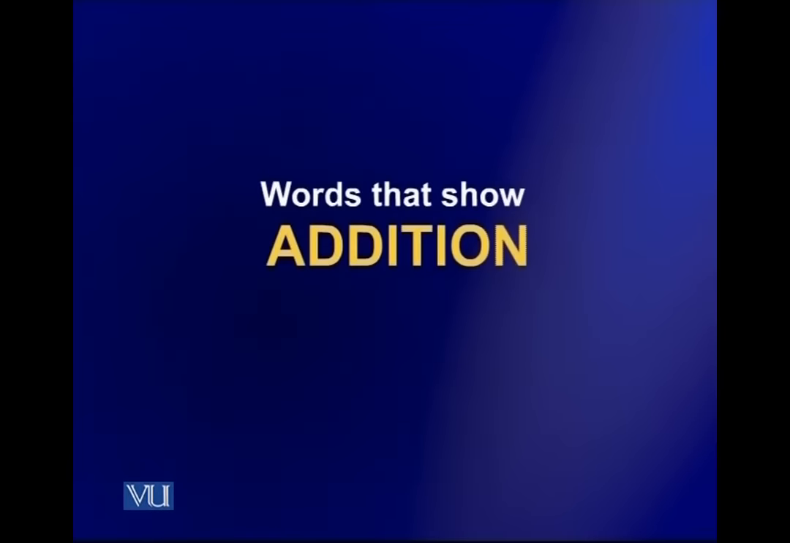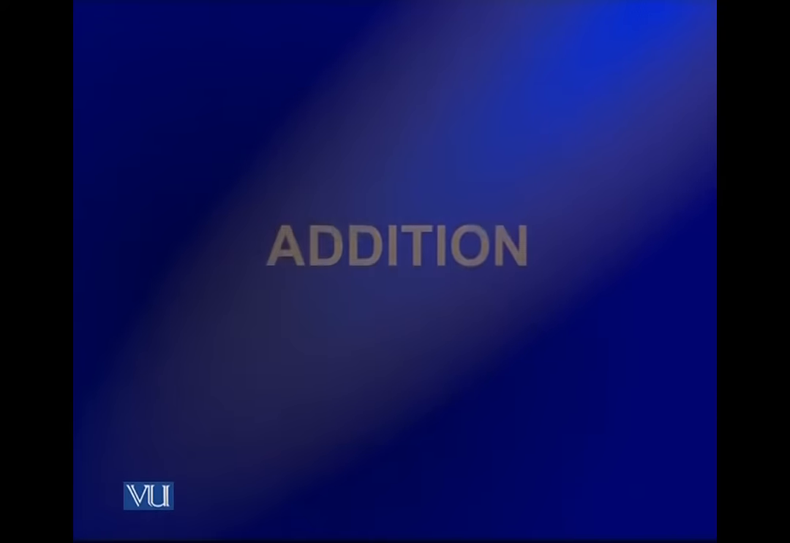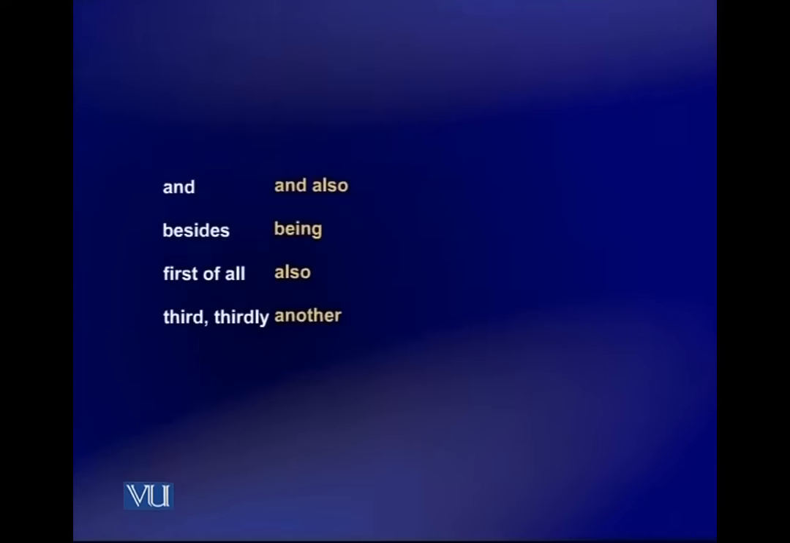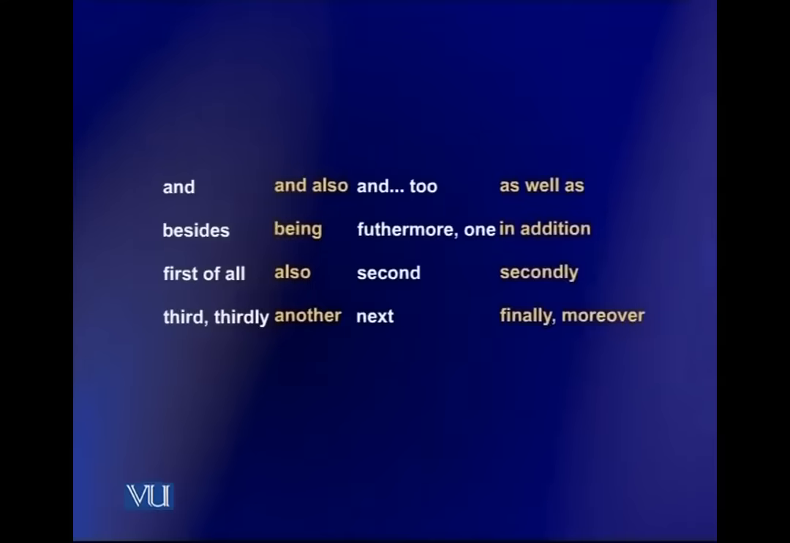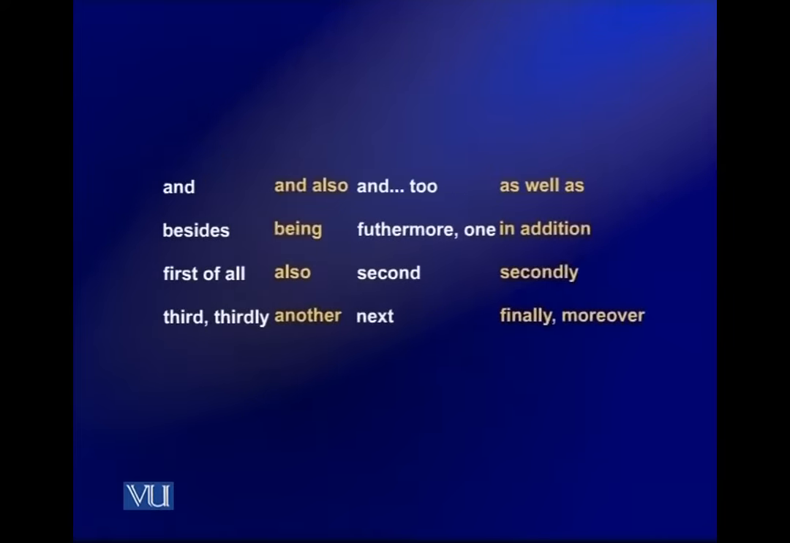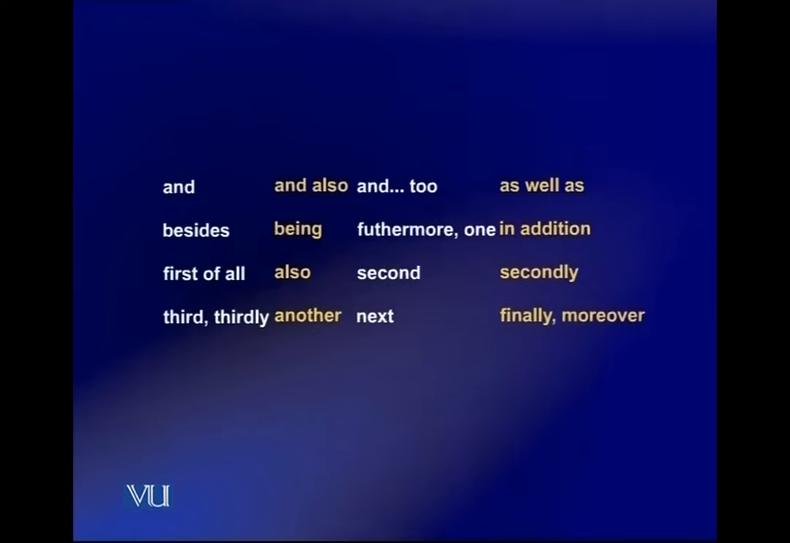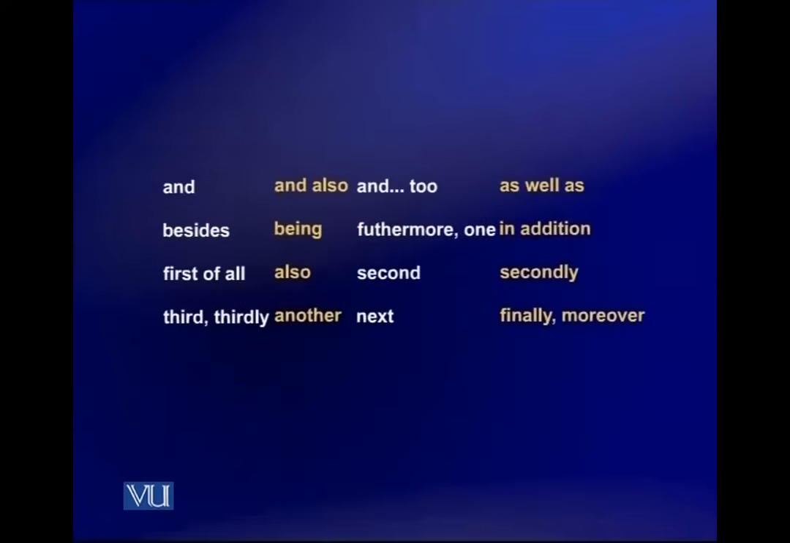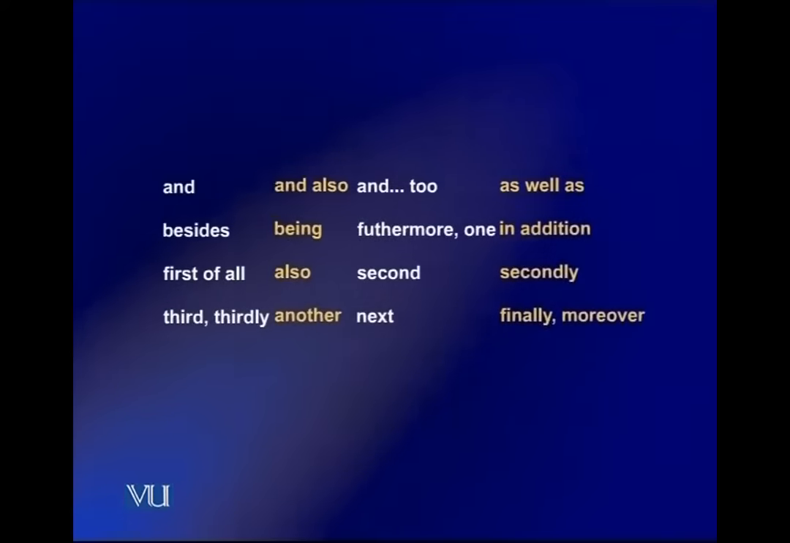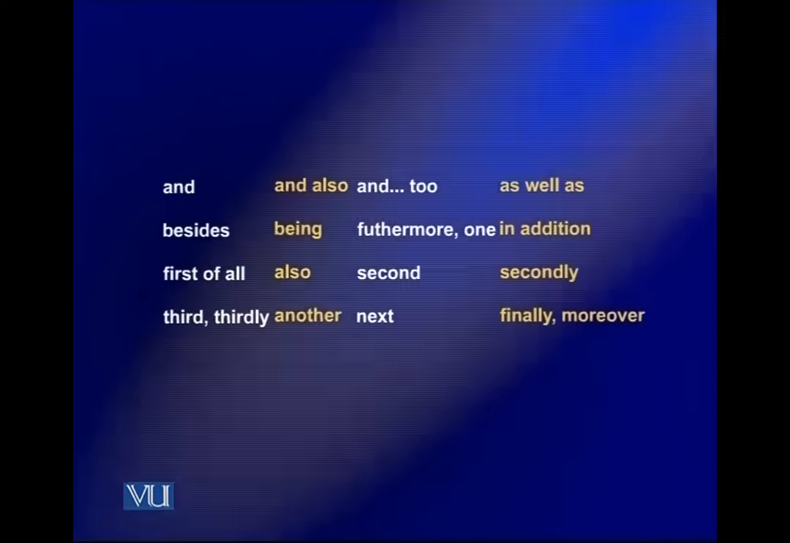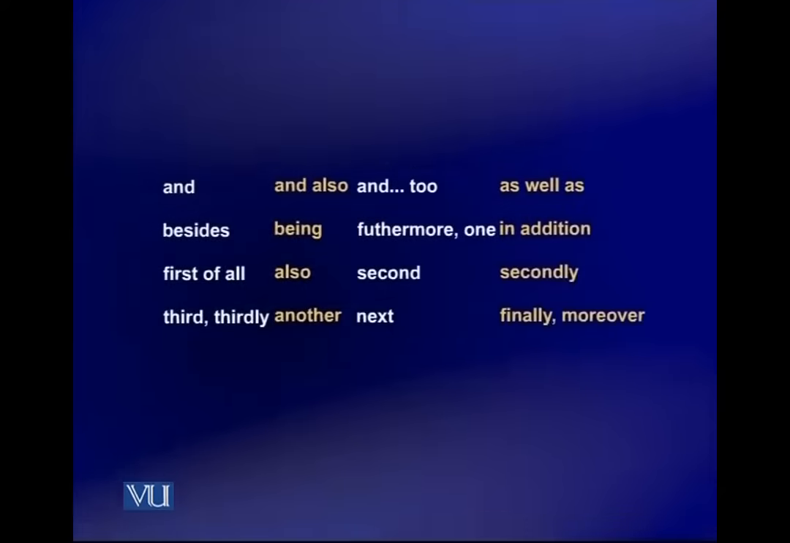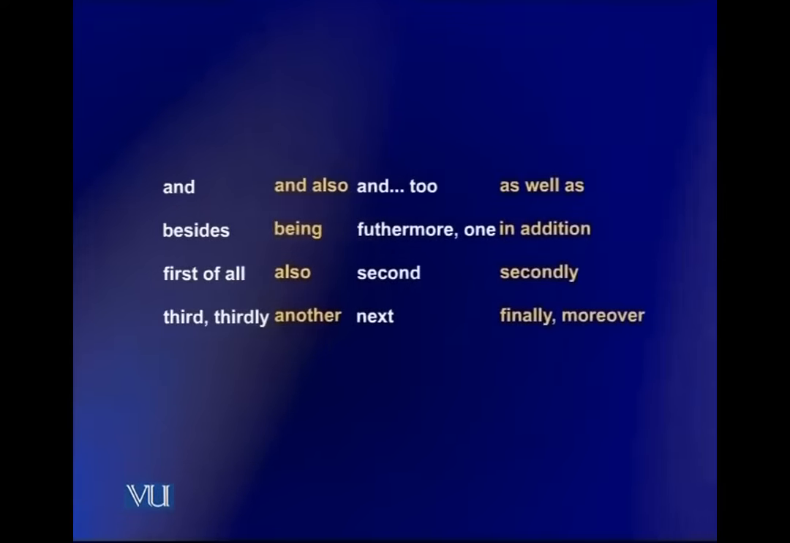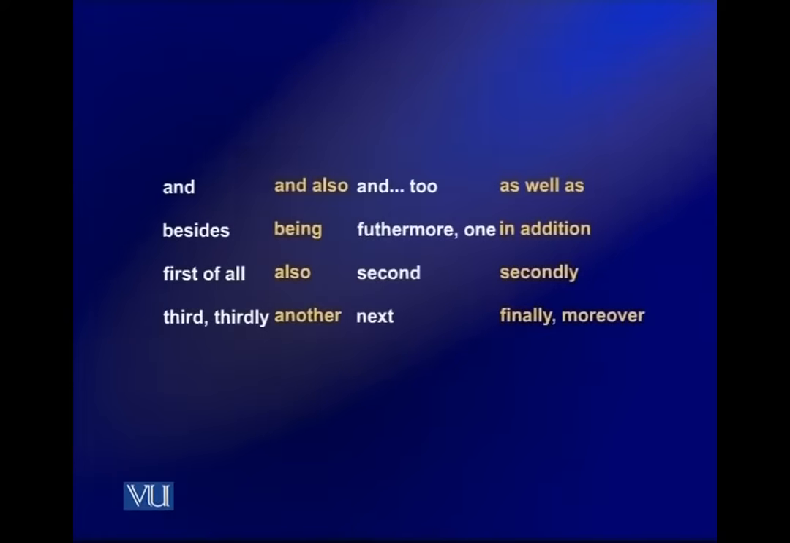Now the last category is of words that show addition. Something is being added on. And the words are and, besides, first of all, second, secondly, third, thirdly, and also, another, furthermore, next, as well as, in addition, finally, and moreover. All these words are used to show that something else is being added on to what has been said previously.